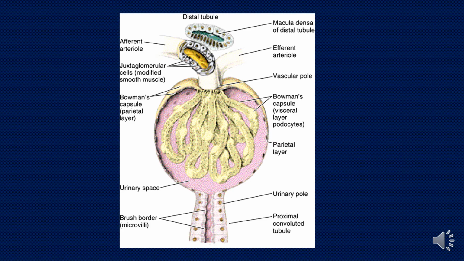Here you can see the outer layer of Bowman capsule, which is covered by simple squamous epithelium. The inner part of Bowman capsule includes single squamous epithelium too, but this epithelium is formed by podocytes. Next, a special capillary, a fenestrated capillary. And here you can see the cavity between two layers, the inner layer and the outer layer of Bowman capsule. The process of filtration starts from the cavity of the capillary, and finally primary urine is formed and goes to the urinary pole, to the proximal convoluted tubule.